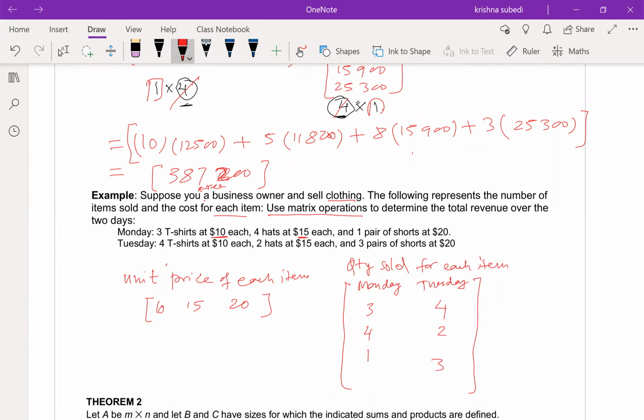Now my question is, can multiplication exist in this case? Because in order to find the total price, the revenue, price multiplied by quantity gives you revenue. We know that, that's just common sense. Price times quantity. So does matrix multiplication exist in this case? What is the size of this? The size of the matrix is 1 by 3.